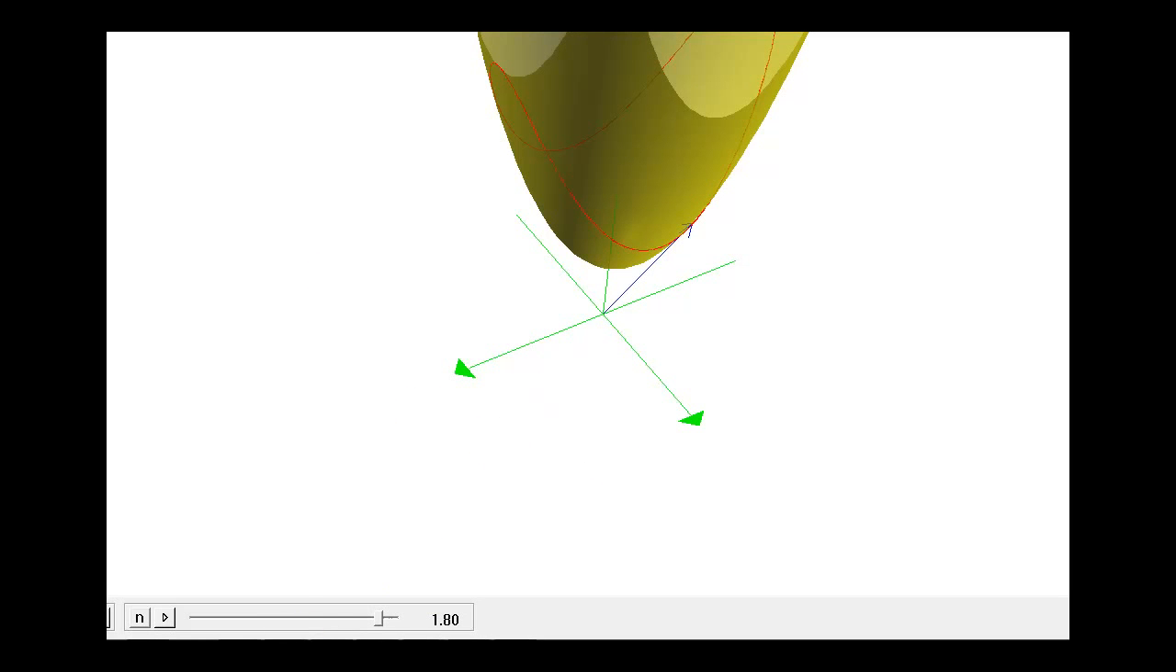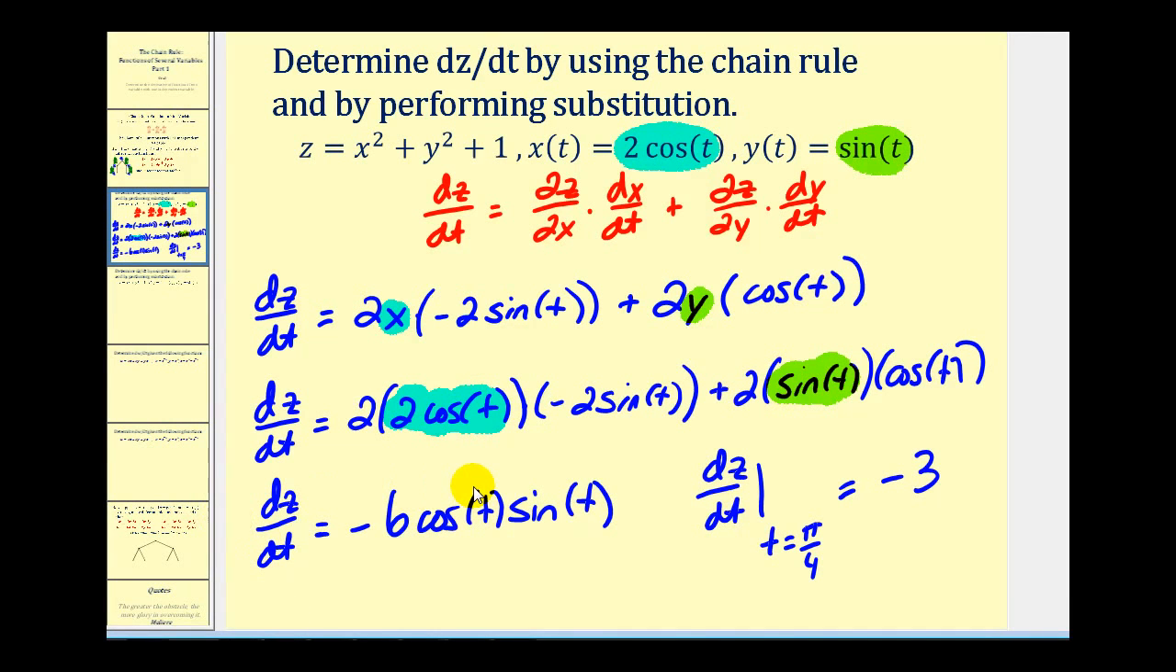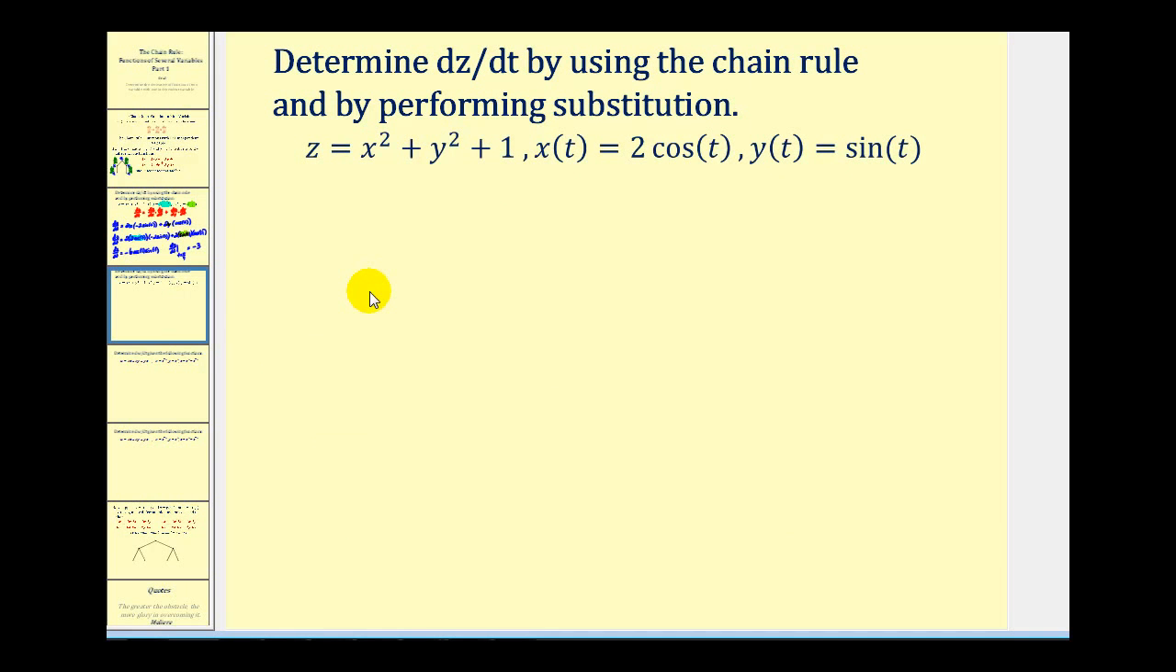Now let's go back and take a look at finding dz/dt using basic substitution to make sure that we get the same derivative. What I mean by that is we're going to replace x with 2 cosine t and y with sine t, and then find dz/dt. And the result should be the same.